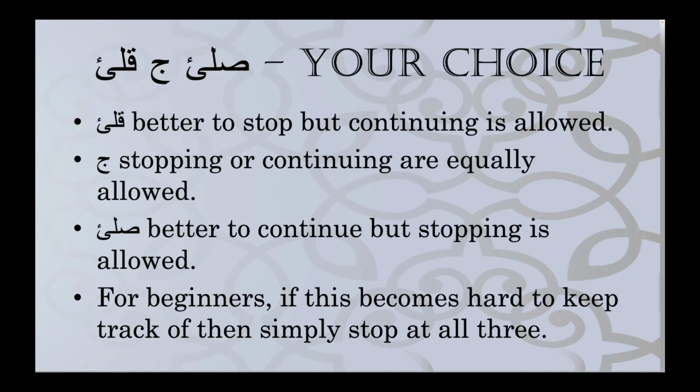But I recommend this for beginners. If this becomes hard to keep track of, then simply stop at all three. Meaning, if you're in the middle and all of a sudden you start finding difficulty to remember which one is which, qili, jim, sili, can't remember, is sili the one that's better to stop, or is qili the one better to stop, or I don't remember.